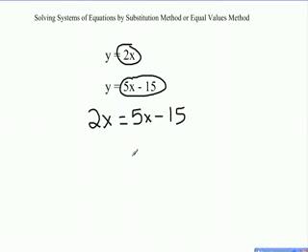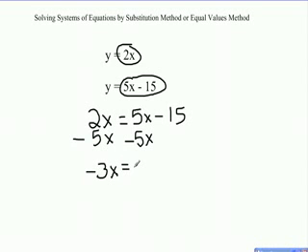From here, we use our previously learned methods. We can subtract 5x, flip it over the other side, and complete the problem from there. Divide both sides by -3, leaving x equals 5.